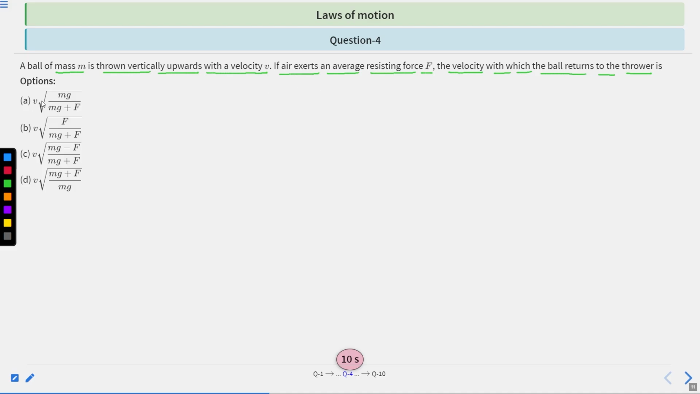A is V multiplied by under root mg by mg plus f. B is V under root f by mg plus f. C option is V under root mg minus f divided by mg plus f. And D option is V under root mg plus f divided by mg. Clear? Which one is correct? You have 10 seconds to solve this question. After that, we will provide a solution.